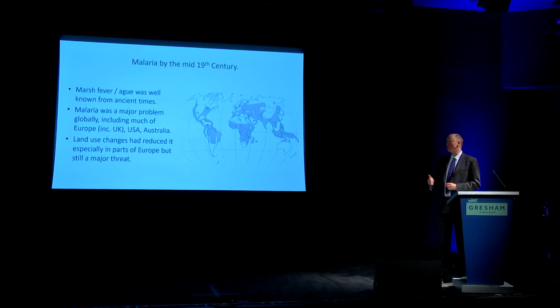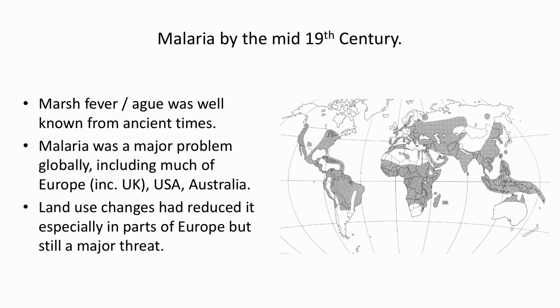It was much more widely distributed than it is now, and I'll come on to why that has changed. Well known from ancient times. Used to be very common all the way up the seaboards of the USA, all the way across Europe, including the UK, in particular in southern Europe, northern parts of Australia, all places it has now gone from. But this was its natural range.